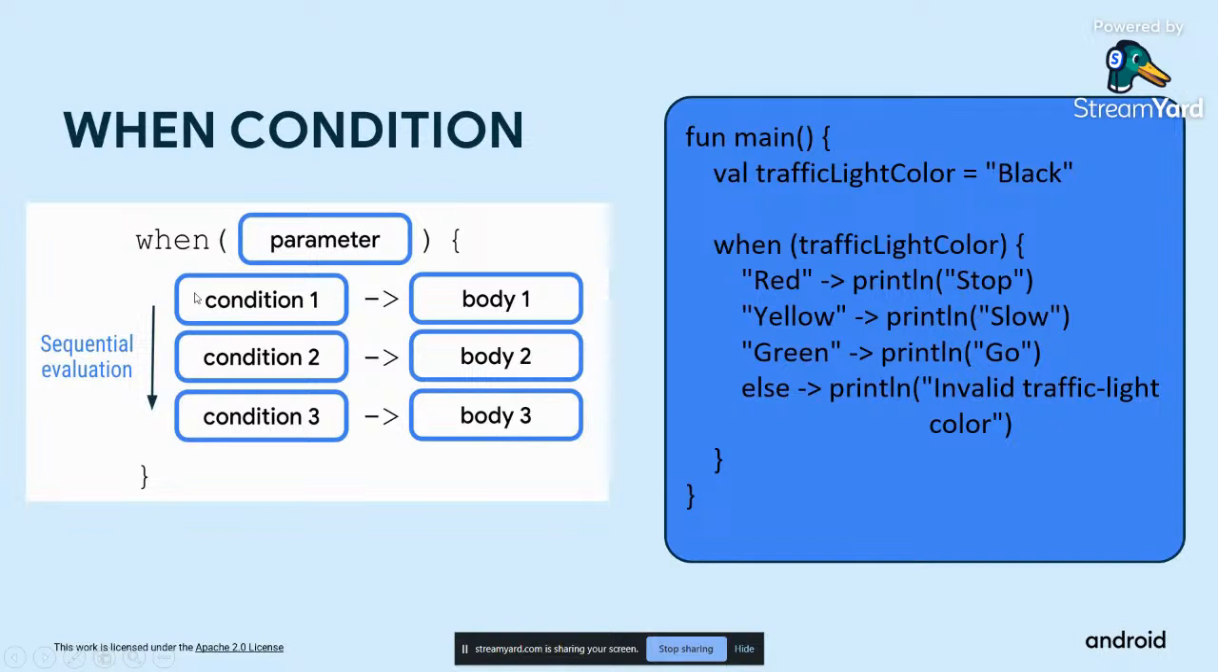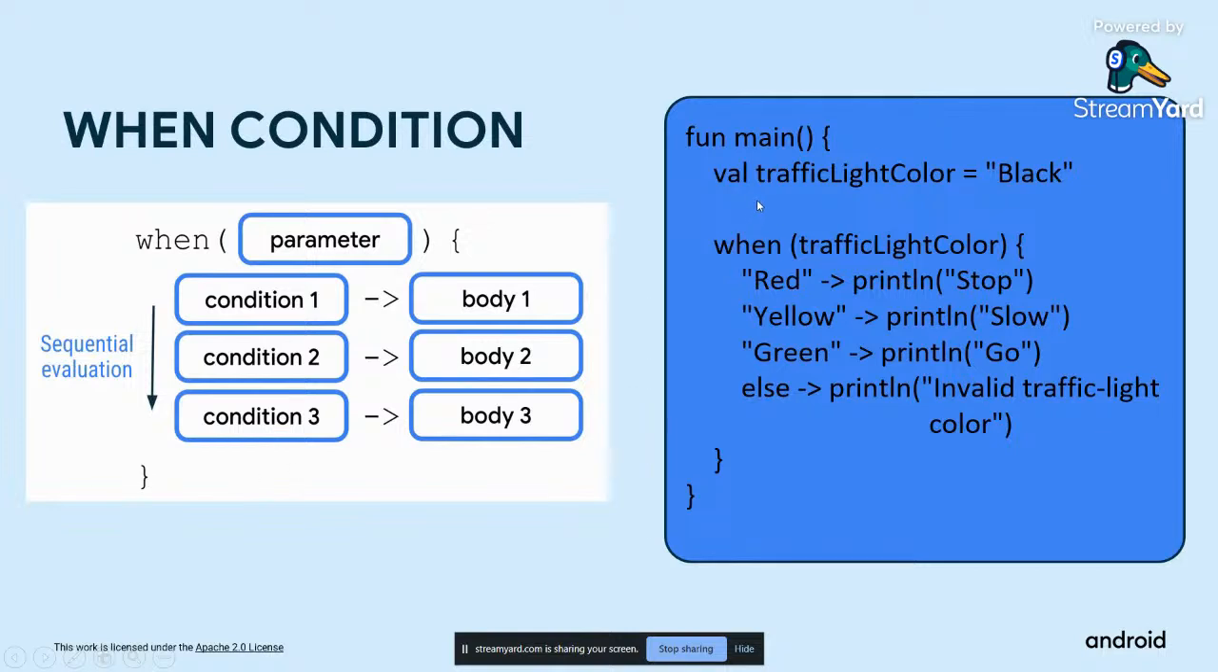What happens here is, if condition 1 is satisfied, then whatever code is written in body 1 will be executed. If it isn't satisfied, it goes to condition 2. If this is satisfied, then the code in body 2 will be executed. If that doesn't happen, condition 3 will be checked, and if satisfied, body 3 will execute. If none of them is satisfied, then we have the else block, and the statement in the else block will be executed.